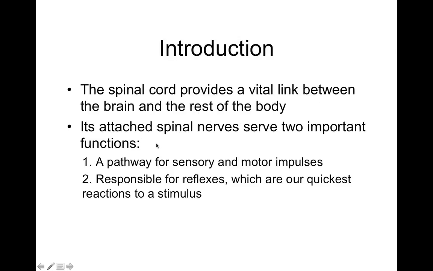Now, the way it serves as a vital link is that there's a lot of spinal nerves that attach to the spinal cord and then go out to attach to peripheral tissues. Now, these spinal nerves serve as a pathway for sensory and motor impulses. Remember, sensory is afferent, so it brings information to your central nervous system. Motor is efferent, so it brings information away from your central nervous system out to muscle and glands.